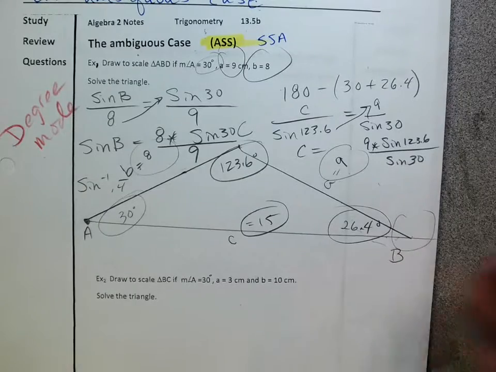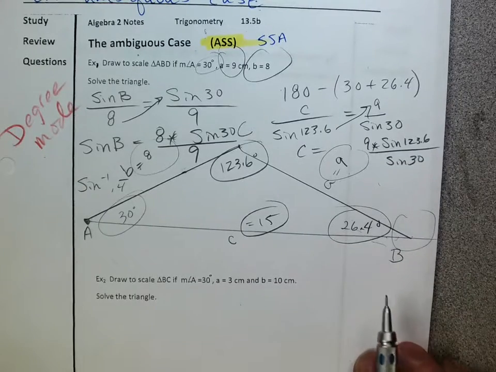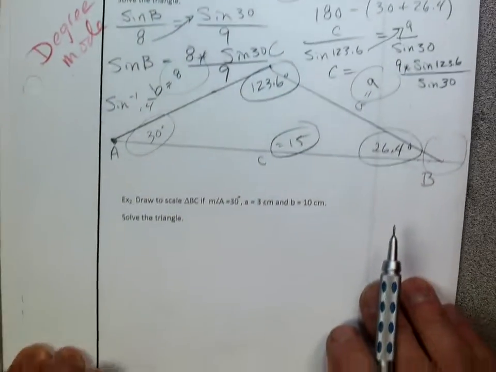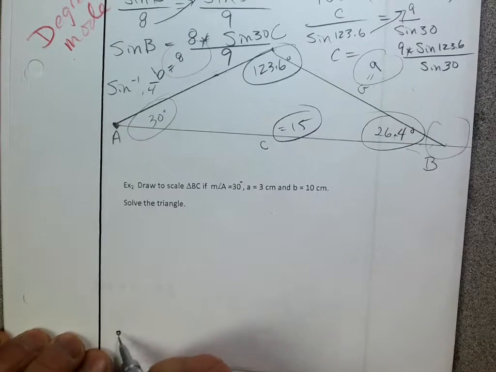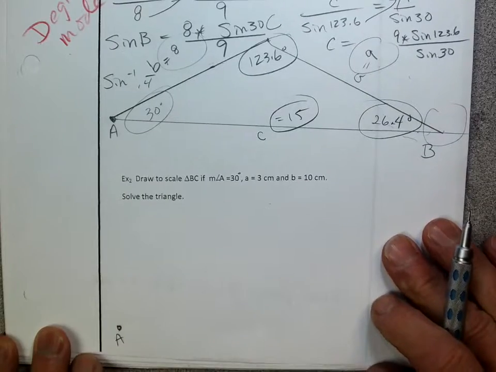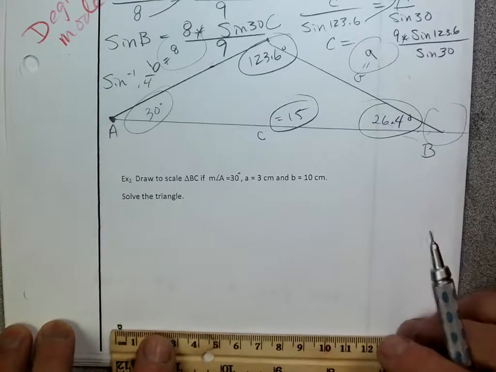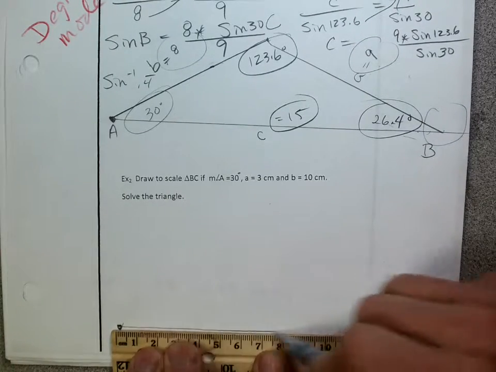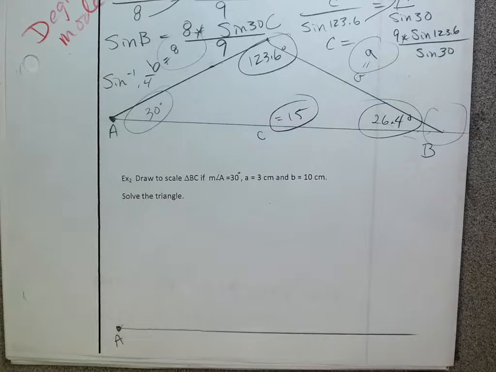So example 2, again, let's draw it. So when I draw this, I'm going to make a point way down here, angle A, okay? Make a dot way down here on the bottom. I'm going to draw in my terminal side of my angle. Okay, so I need to make an angle, right? So draw that line segment.